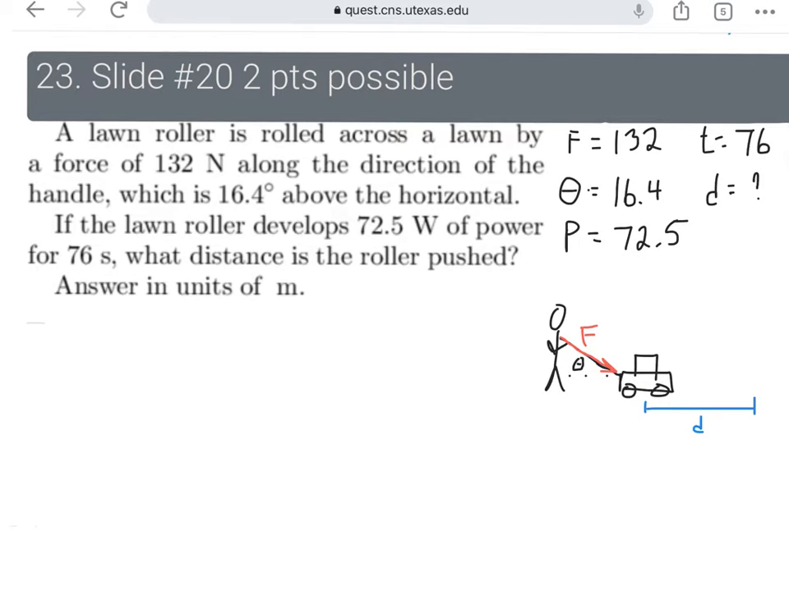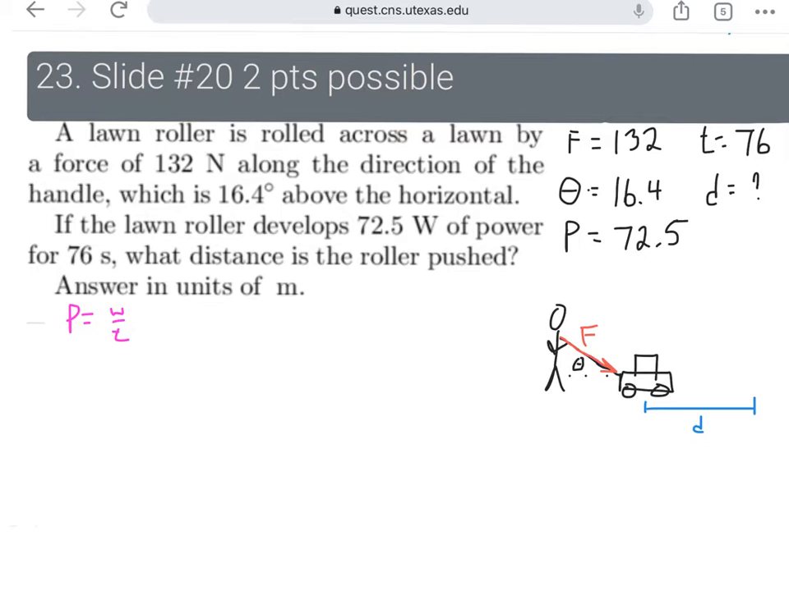If the lawn roller develops 72.5 watts of power and the time is 76 seconds, what is the distance the roller is pushed? Okay, so we're relating power and work. So the way this is going to piece together, we know that power is the rate at which work is done, so power is work divided by time.